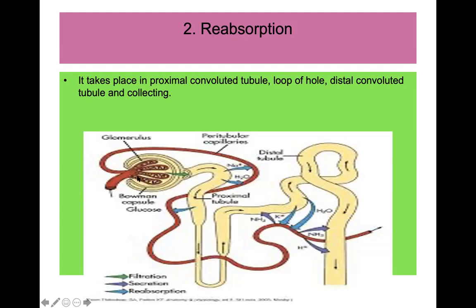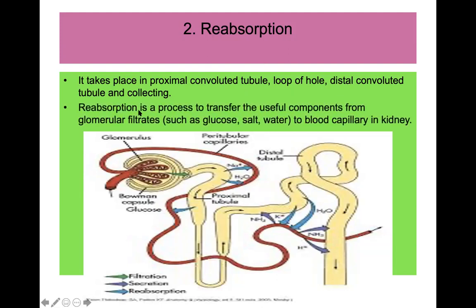Here we know the process that happens is ultrafiltration. Other than that, the process involved is reabsorption. Now we are going to study in detail what reabsorption means. Reabsorption is a process to transfer useful components from the glomerular filtrate, such as glucose, salt and water, to the blood capillary in the kidney.